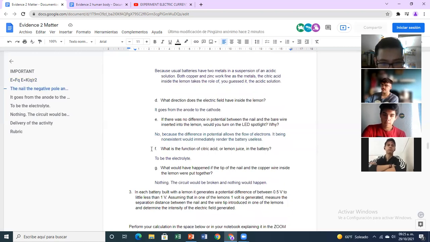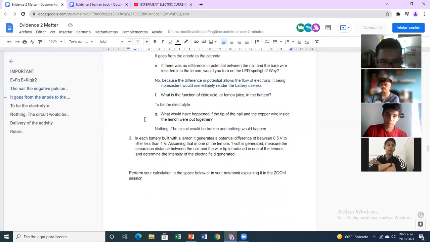What is the function of the citric acid or lemon juice in the battery? To be the electrolyte. And what would have happened if the tip of the nail and the copper wire inside the lemon were put together? Nothing. The circuit would be broken and nothing would happen.